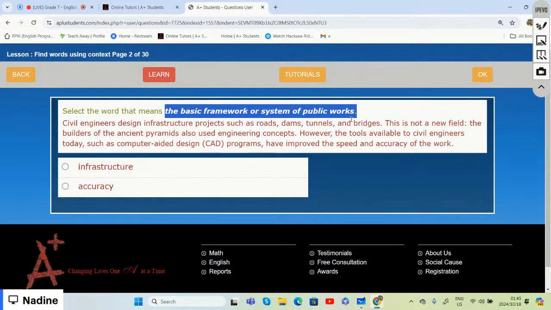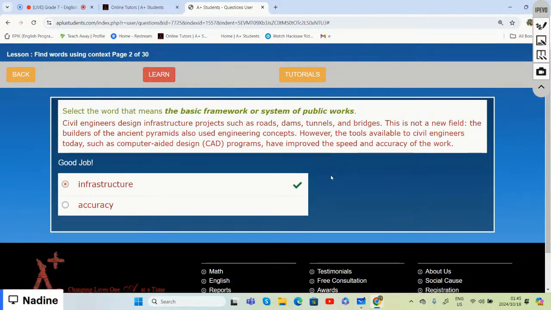So the meaning of the basic framework or system of public works is the infrastructure. It's like your roads and your dams and your tunnels and your bridges, right?